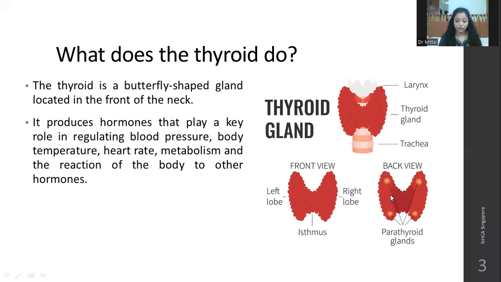The backside, the posterior part of the thyroid gland, has 4 parathyroid glands, on both the left and right sides. Parathyroid hormone does the complete opposite function of calcitonin secreted by the thyroid gland. Calcitonin is supposed to decrease the calcium ions in your blood. It is not decreasing calcium from the bones. It is only decreasing the calcium concentration in your blood.